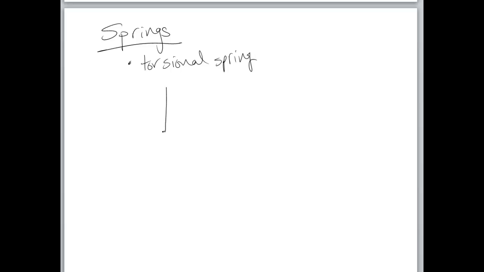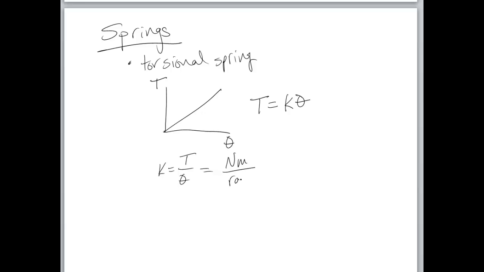Just like in a linear spring, if you have a torsional spring, you can look at the relationship between the torque and the angular displacement by using Hooke's law. Here our torque, or moment, is k, which is our spring constant, times the angle that it's been rotated. If we want to look at the units for k, we can solve for k, and that's T divided by theta. T is a torque, or a moment, which is a newton meter, divided by a radian. That'll be the units of our spring constant.